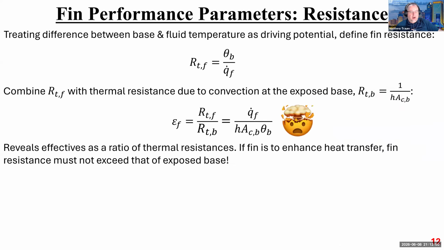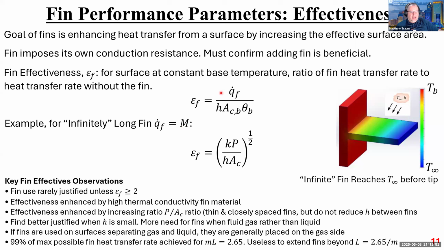And if I plug it in here, M has got all these little variables in it, and so basically they cancel out. What I'm left with is the effectiveness of this particular fin, this infinitely long fin, is the square root of KP over HAC. But this is not true for every single different type of fin. This is only true for an infinite fin. You'll have to do your own derivation of this for the three other cases, which is not hard to do. You just have to do it.